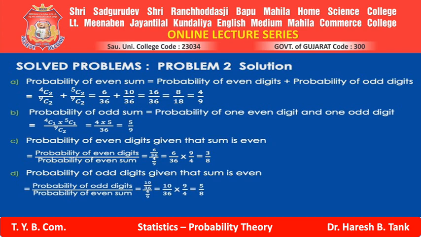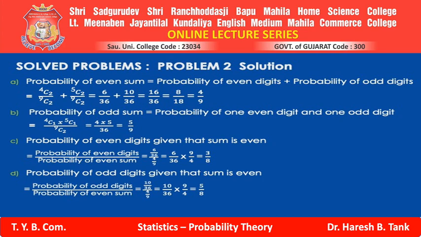Simplifying it by putting all the values in a combination formula, it comes to 4 multiplied by 5 divided by 36. That means it is 20 by 36. Further simplifying it, it comes to 5 upon 9.